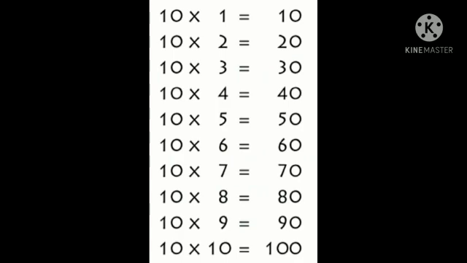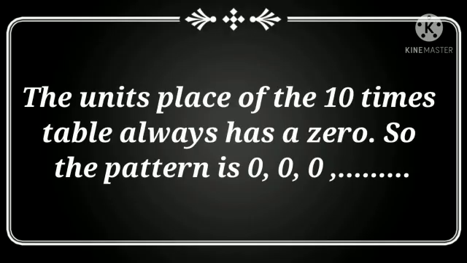10 ones is 10, 10 twos are 20, 10 threes are 30, 10 fours are 40, 10 fives are 50, 10 sixes are 60, 10 sevens is 70, 10 eights is 80, 10 nines are 90 and 10 tens is 100. So students, what you have learned from this table? Yes, the units place of the 10 times table always has a 0. So the pattern is 0, 0, 0 and so on.